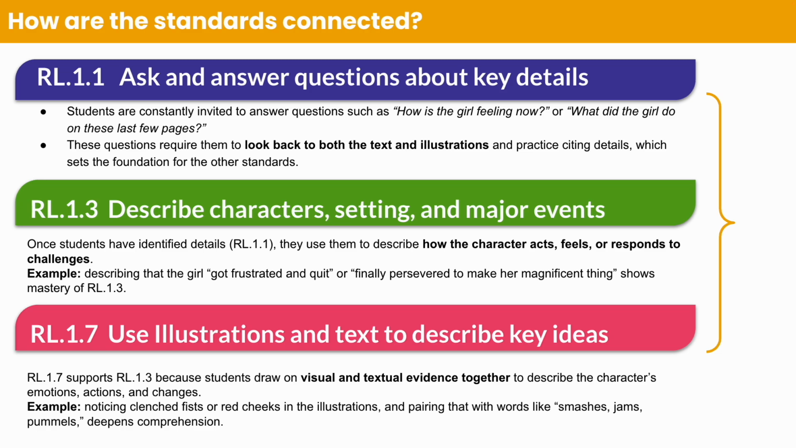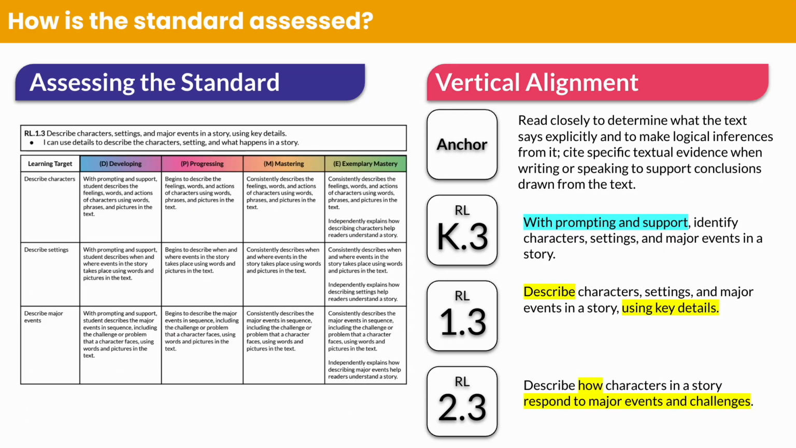RL 1.1, 1.3, 1.7, and SL 1.1 work together in these close read sessions as a cycle. Students first ask and answer questions about key details, RL 1.1. They then use those details to describe how characters act and respond in major events, which is 1.3. To do this, they draw on both the words and the illustrations, RL 1.7, and finally they share and refine their ideas in collaborative conversations, which is SL 1.1. Together, these standards build deeper comprehension and evidence-based discussion.